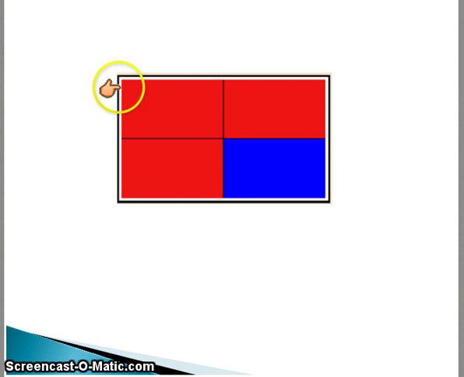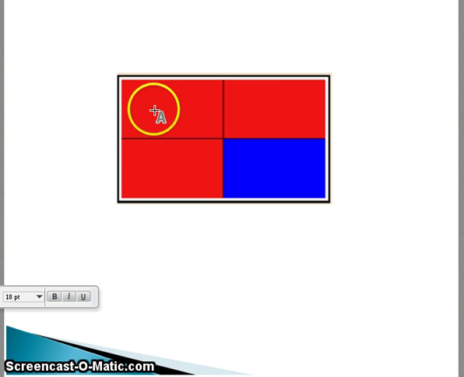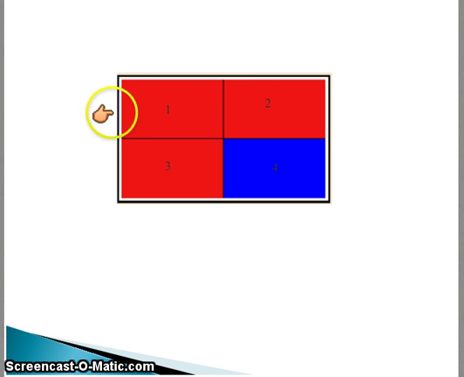All right, let's look at another one like that. Let's count how many total parts there are. There's 1, 2, 3, 4. So there are 4 parts to our rectangle. How many parts are shaded red? We would count how many shaded red. 1, 2, 3. So we'd have 3 parts that were shaded red. How many parts are shaded blue? 1. So we would have 1 part that was shaded blue.